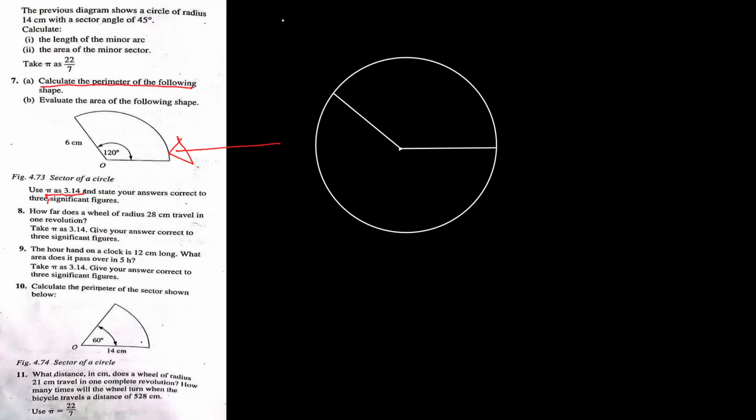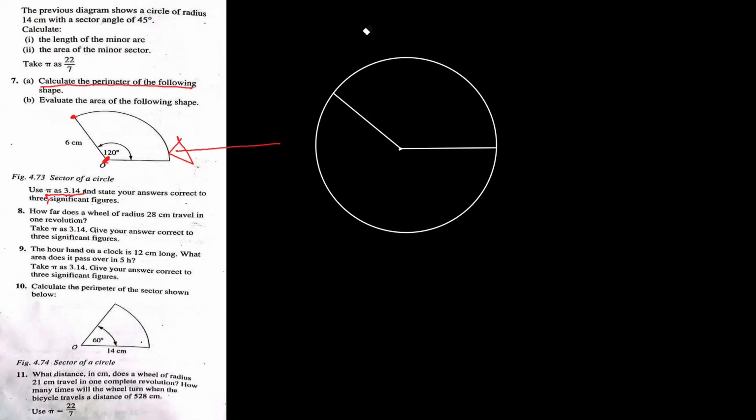But notice they gave you a radius. O represents the center of the circle. For maths, that O represents the center. From the center to any point on the circumference is called the radius. So the radius would be 6. Everybody agree with that? Yes, sir.